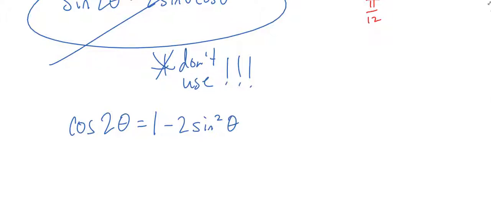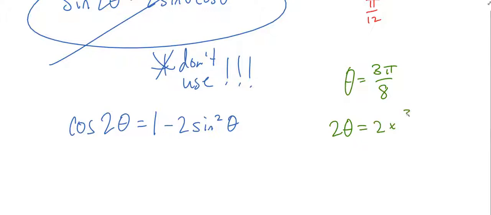Now, off to the side, if theta is 3 pi by 8, what is 2 theta? I multiplied the left side by 2, so I multiply the right side by 2. So that's going to be 6 pi by 8, which is 3 pi by 4, which is something we know something about. And that is going to be helpful to us. So you always have to think about that off to the side. You can write it down, you could show it like that.